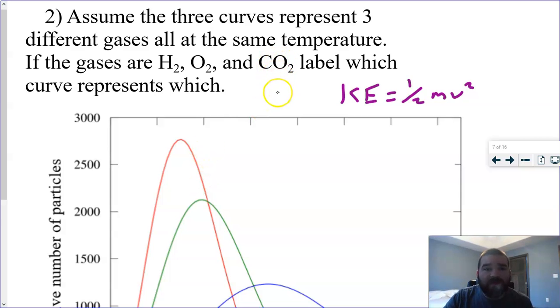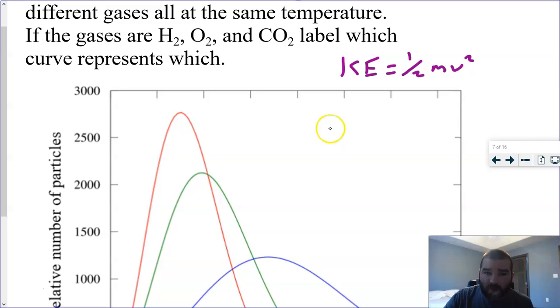Carbon dioxide has a molar mass of 44.01. Oxygen has a molar mass of 32.00. Hydrogen has a molar mass of 2.016. The one with the most mass is moving the slowest. Mass goes up, velocity goes down. The one with the least mass is moving the fastest. Mass goes down, velocity goes up. It's inverse: more mass, slower particles.